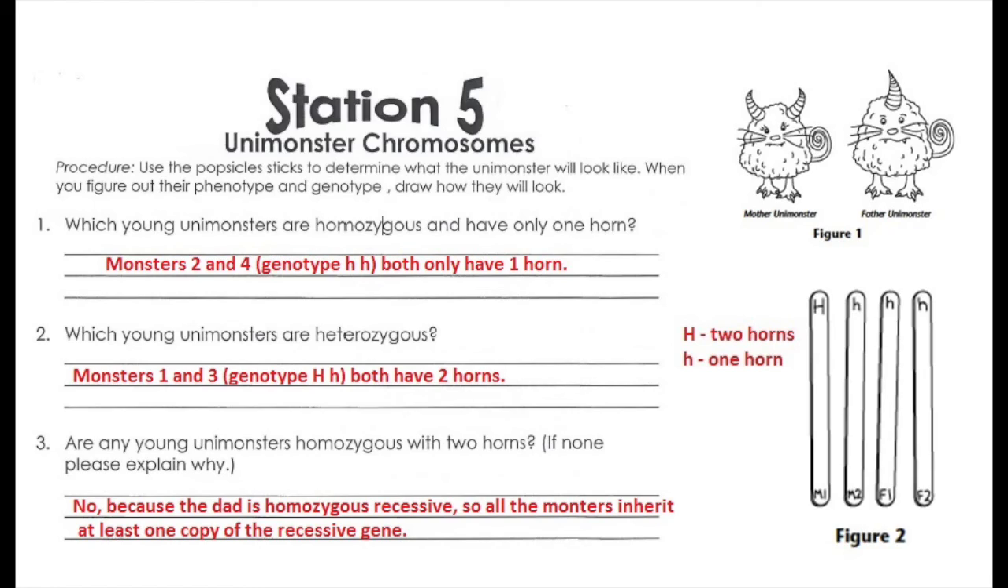All right, then you do the analysis. It says which ones are homozygous and have only 1 horn. Those would be the organisms that have 2 lowercase h's. They are homozygous recessive, that's 2 and 4. And then 1 and 3 are heterozygous. They have 2 horns just like mom, and there are no homozygous with 2 horns because that would mean that they have 2 copies of the dominant gene, the capital H, capital H.